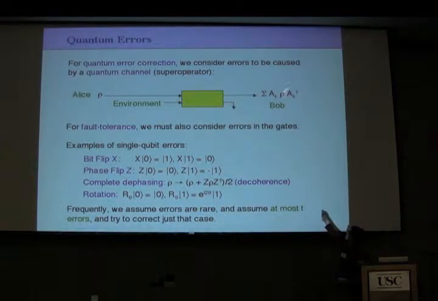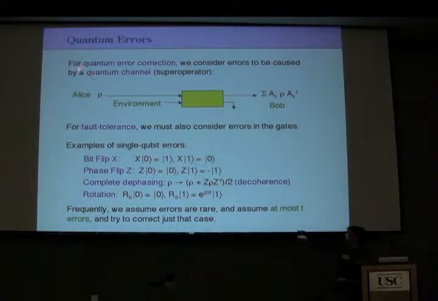And there's some condition on these: the sum of A_k dagger A_k has to equal 1, and the A_k's have to be positive. But other than that, this is the most general quantum operation, again, provided the environment is not originally entangled with the state.